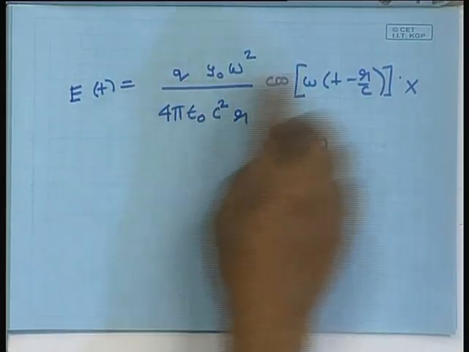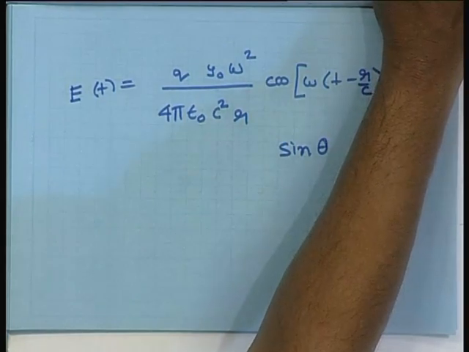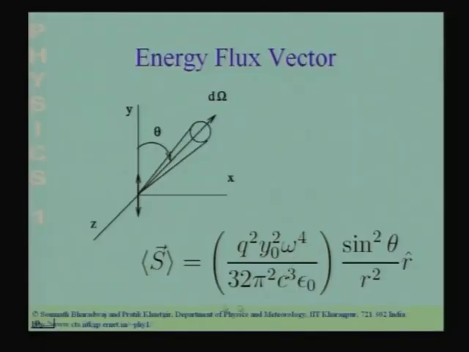So, when I square this, I get all these factors over here: Q square, Y naught square, omega to the power 4 by 32 pi square epsilon naught square into C square, epsilon naught C square into sin square theta by R square into the unit vector R. So, this is the expression for the energy flux. The point to note is that the energy flux vector points in the radial direction.